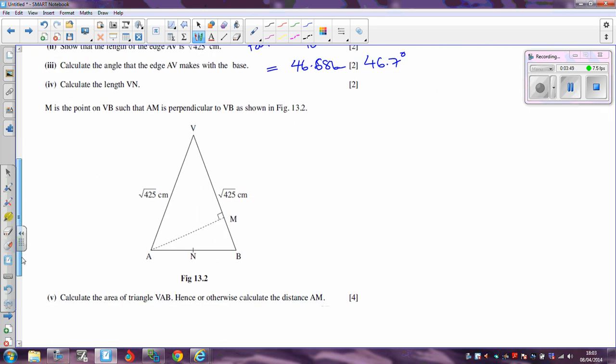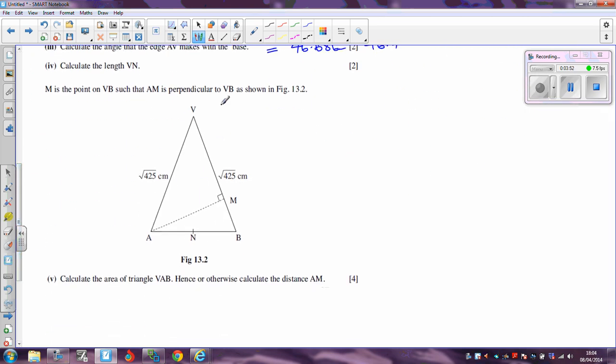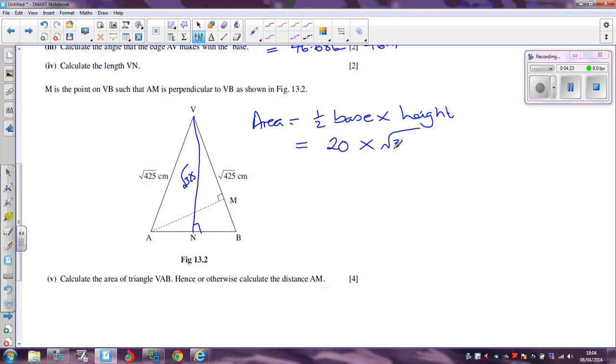The question now goes on to say calculate the area of triangle VAB. Well, we've just worked out that the distance from V to N is the square root of 325. And the reason that's useful is because I can work out the area of a triangle using half the base times the height. Now, I'm going to use AB as the base. Well, AB I know to be 20. And the height, which must be perpendicular to the base, is going to be the square root of 325, and I'm going to multiply that by a half. So I get 10 times the square root of 325, and that is the area of this whole triangle.